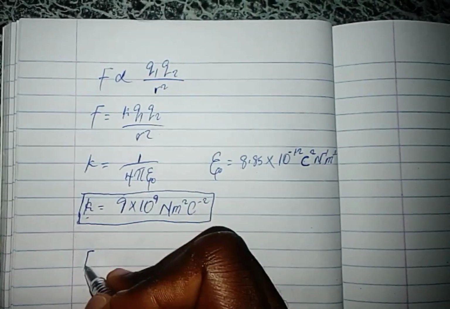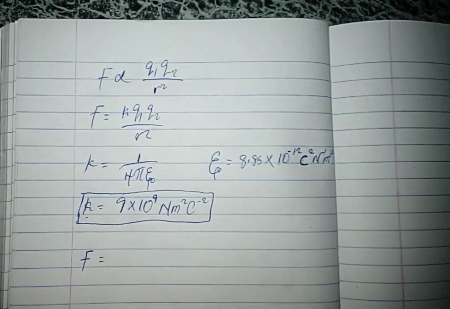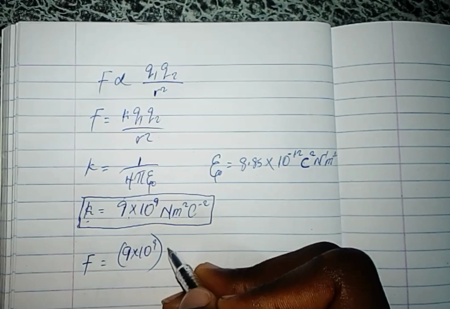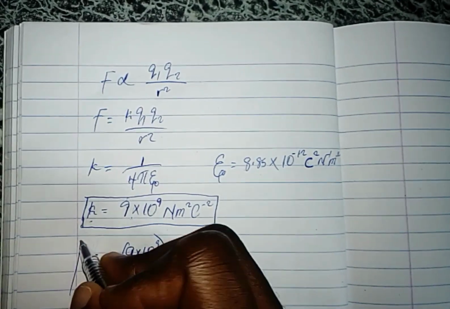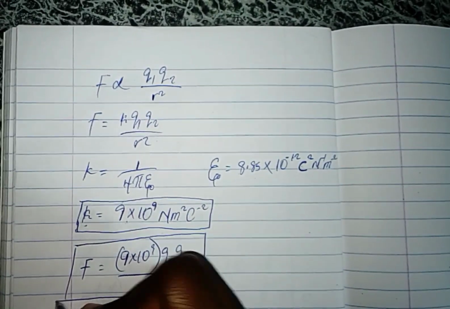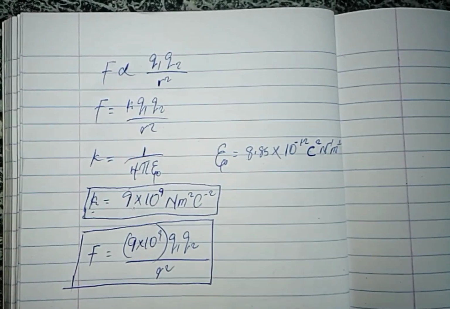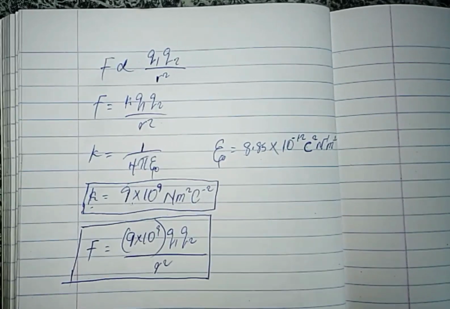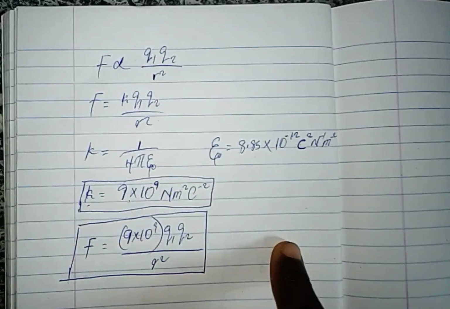Our force therefore is equal to, whenever you want to use this, maybe you were not given a specific value, you will say K is equal to 9 times 10 raised to the power 9 times Q1 Q2 over R square. So this is the formula for the force between two charged bodies separated with a distance called R. So let's go into a question. Let's solve just one question for this video.